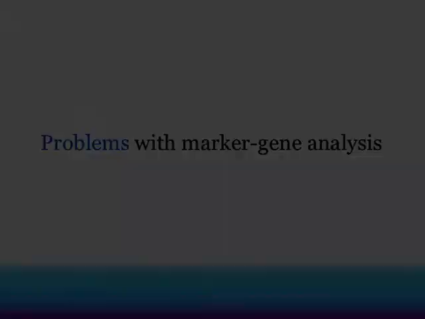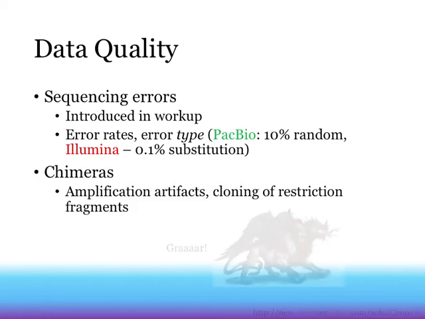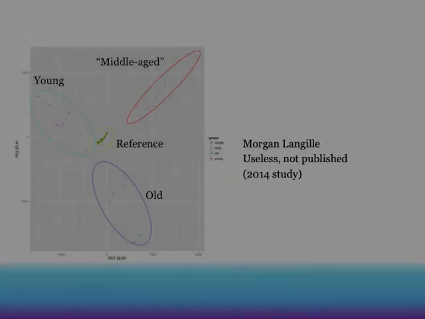Okay, problems. The complaining part of the presentation. Data quality is obviously a problem. Sequencing errors can be introduced, and of course it's proportional both in percentage and in type of error, depending on your sequencing platform. Chimeras I've already talked about, rare. Reproducibility, I've already talked about this too. Different variable regions can give quite different results. Ditto goes for sequencing platforms. There are papers showing all of this stuff. And then, you know, there's a bunch of different tools, and your choice of workflow is going to influence what comes out in the end.